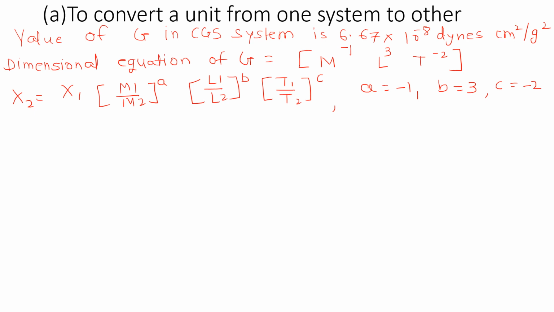Now, to convert the unit from CGS system to MKS system, what should we find? We should find M1 upon M2, L1 upon L2, T1 upon T2. Here, the first system is the CGS system, and the second system is the MKS system.